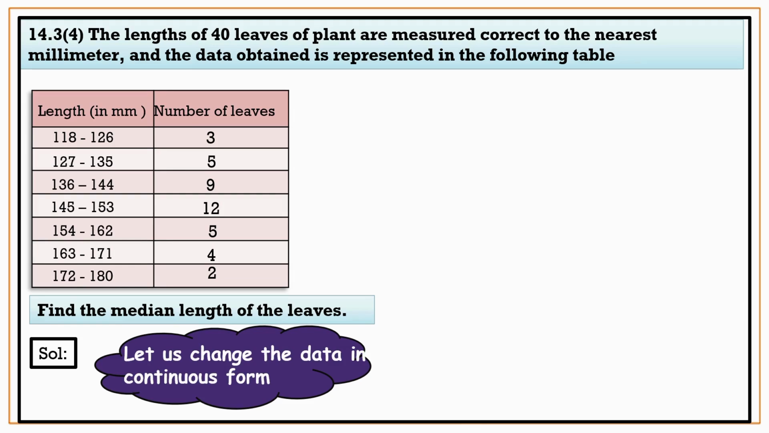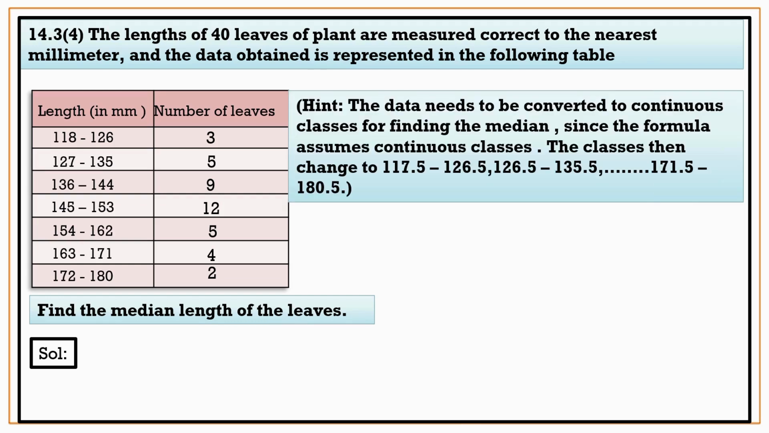So let us change the data into continuous form first. How to do that? The data needs to be converted to continuous classes, since the formula assumes continuous classes. Let me explain how we are going to change. I know that you have solved this problem in grade 9, but if you don't remember, let me remind you once again how to convert a discontinuous class to a continuous class. First we need to check the gap between two subsequent class intervals.